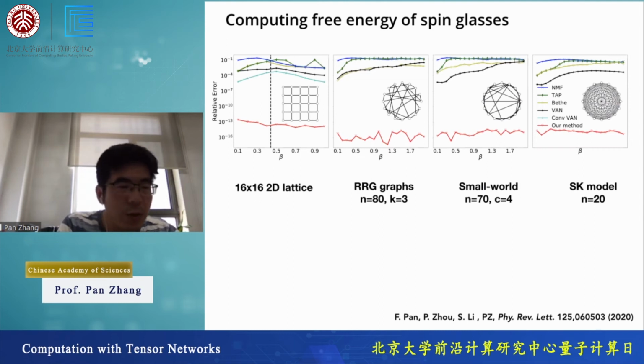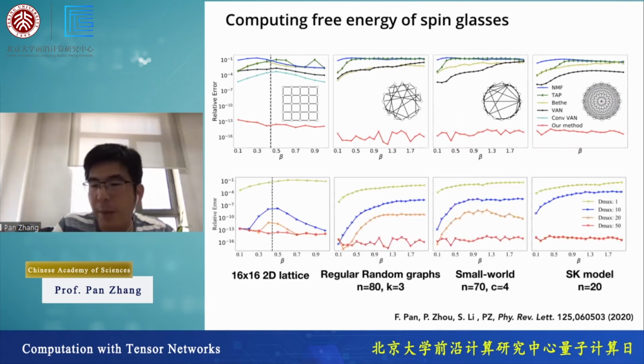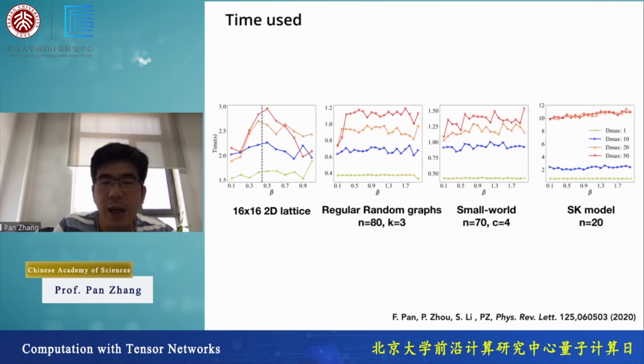But we have to note that the tensor network contraction method is not variational, so the free energy computed is not an upper bound anymore. And we can choose a different bond dimension such that the accuracy as well as the computational time can be tuned. So we can see that the computation time is about several seconds, which is quite fast.